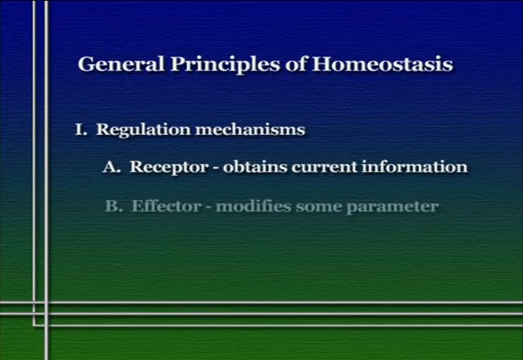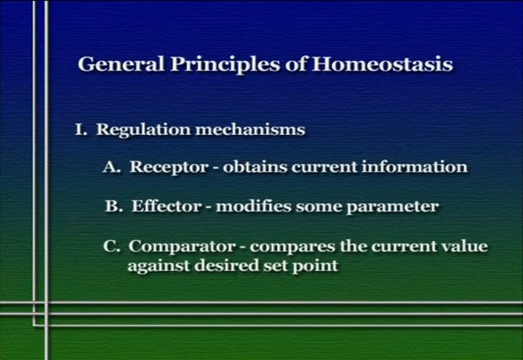Second, it needs one or more effectors. These are things that can change the state of that parameter. And finally, it needs some sort of regulator, or what we call a comparator. This is a mechanism that determines the difference between the current value of the parameter and the desired set point for that parameter, and then turns on or off whatever effector causes the parameter to return towards its set point.